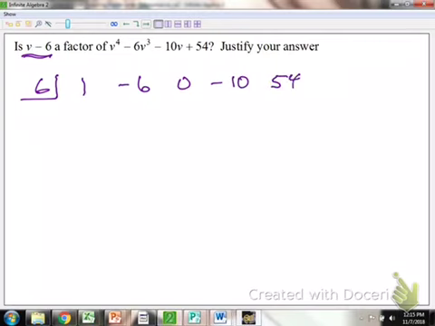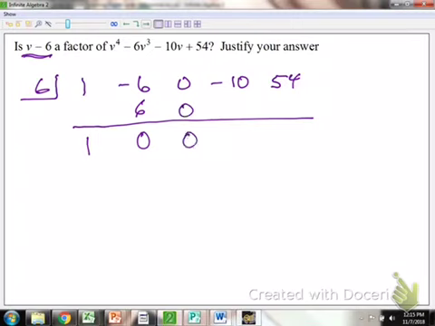So you got to remember this thing right here is extremely important in this process, particularly when you're using synthetic division, because you don't immediately see a misalignment of terms with synthetic division. So 6 times 1 is 6. That gives me 0. 6 times 0 is 0. Add those, you get another 0. That gives you -10. And 6 times -10 is -60, which means we have a remainder of -6.